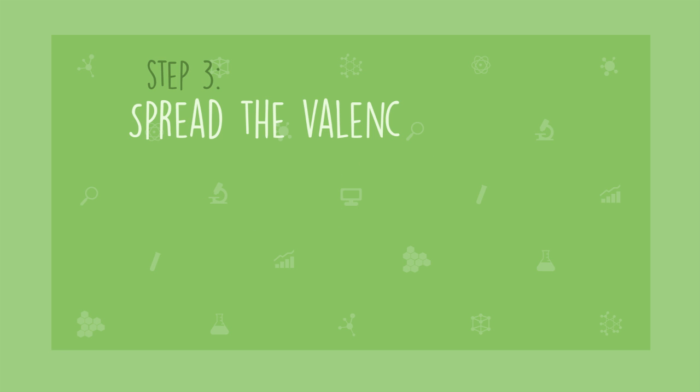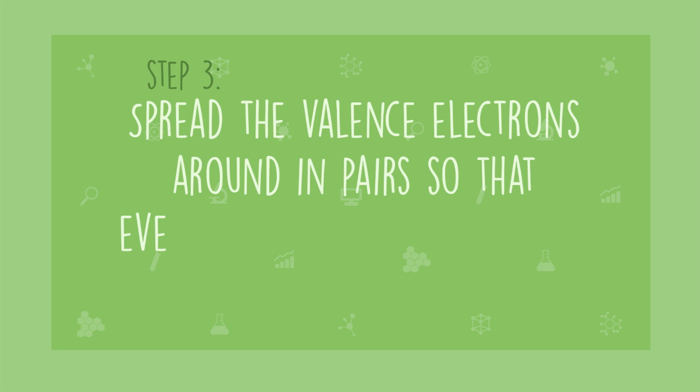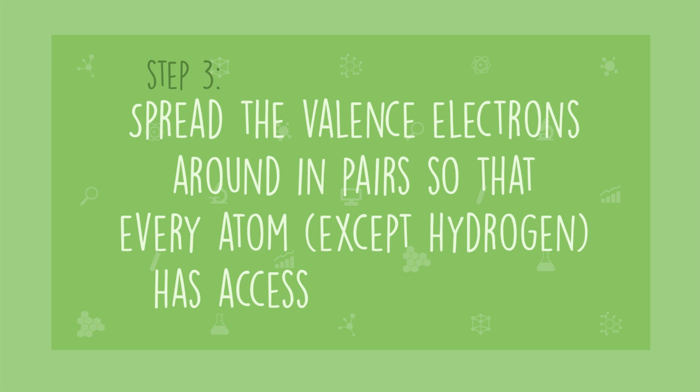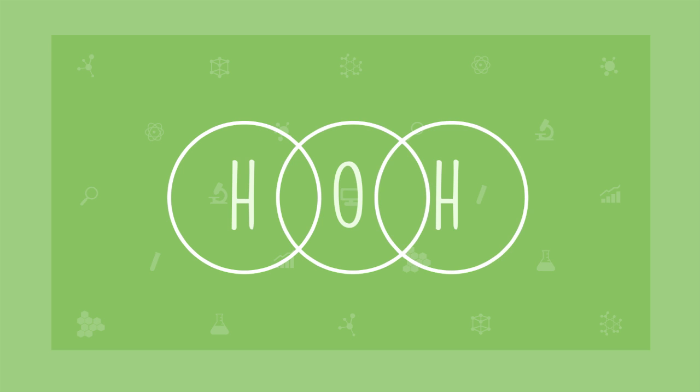Step 3 is spread the valence electrons around in pairs so that every atom has access to 8 electrons, except hydrogen, which only needs 2 electrons. Why 8 electrons? Because of the octet rule, which states that atoms want to form a stable outer shell of 8 valence electrons. In Lewis structures, these electrons are represented by dots.